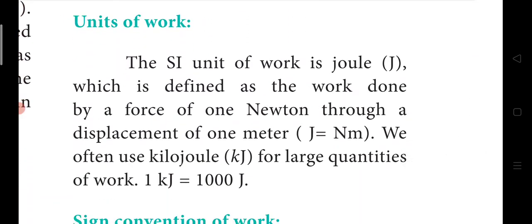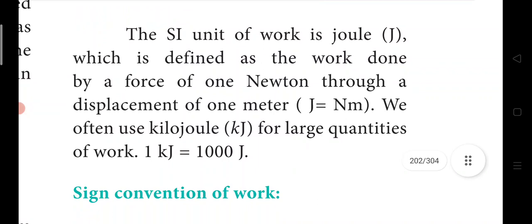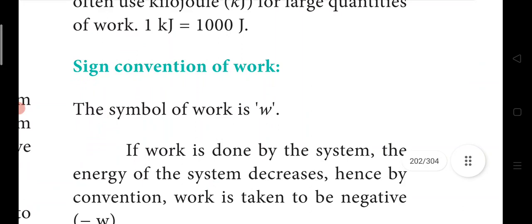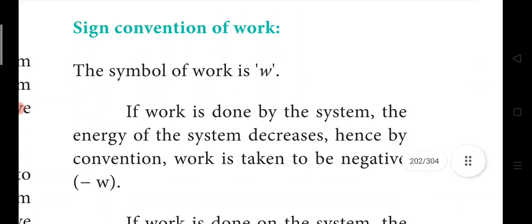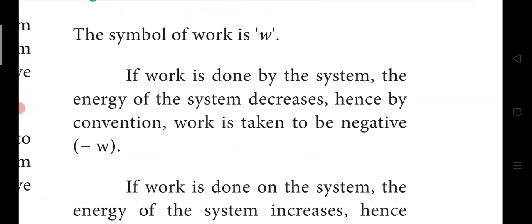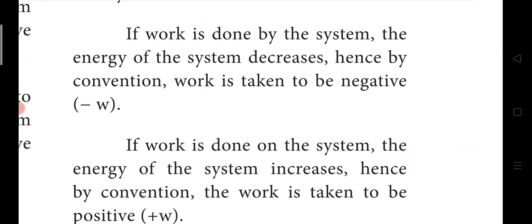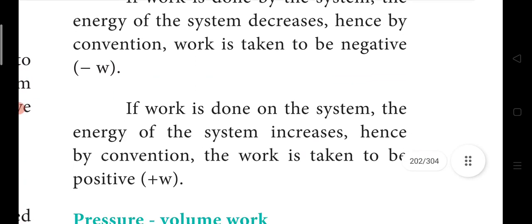The SI unit of work is joule, which is defined as the work done by a force of 1 Newton through a displacement of 1 meter. So we use kilojoule for large quantities of work. 1 kilojoule is equal to 1000 joules. Next is sign convention of work. The symbol of work is W. If work is done by the system, the energy of the system will be decreased. Hence, by convention, work is taken as negative.